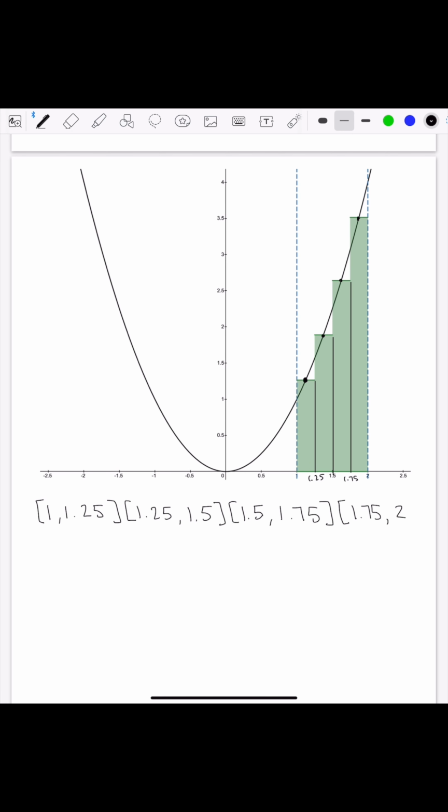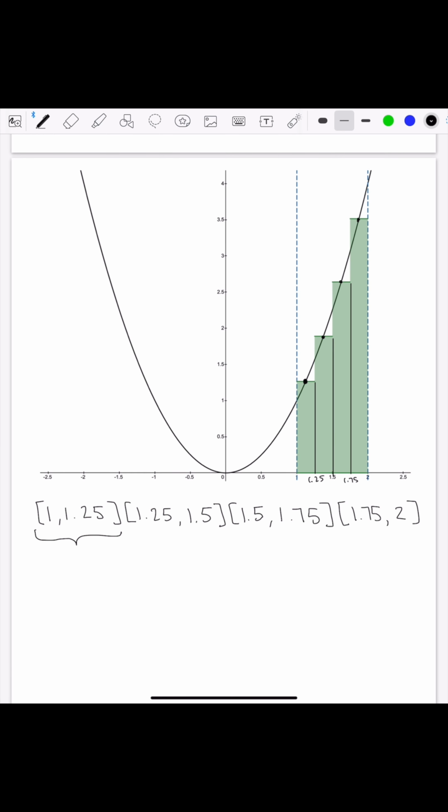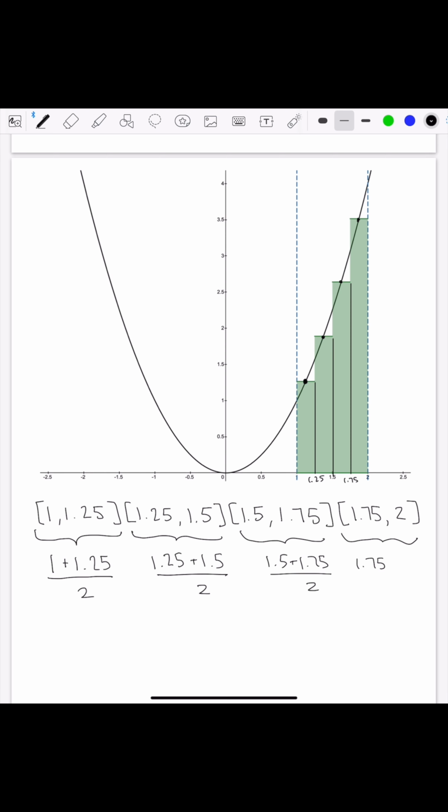There are a number of ways you can find the middle point. The foolproof way is, for each of your sub-intervals, you just add the 2 endpoints together, the left and the right, and then you divide that by 2. You can do that for each of them. So 1.25 plus 1.5 divided by 2, 1.5 plus 1.75 divided by 2, and then 1.75 plus 2 divided by 2. Remember, we're using the middle point for our height, so we first have to figure out what the middle point is here, and here.